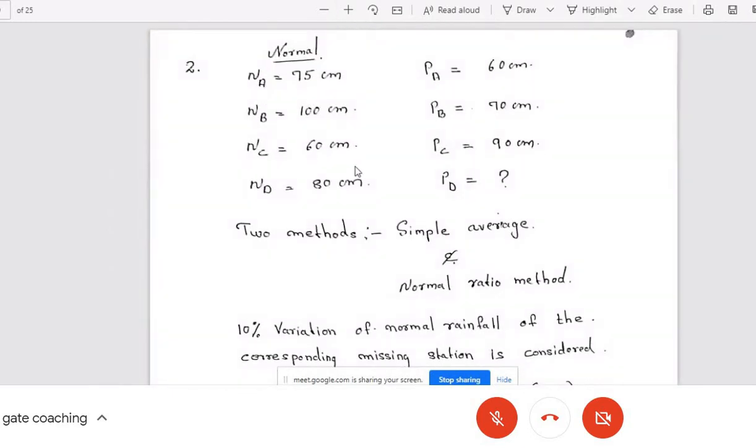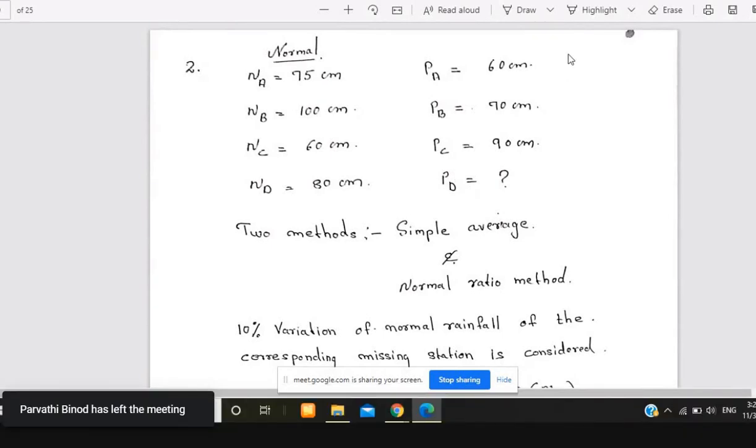Here you can see that these are the normal rainfall data given for each station, that is A, B, C and D: 75 centimeter, 100 centimeter, 60 centimeter and 80 centimeter. And that particular year's data is represented as PA, PB, PC and PD. It is 60 centimeter, 70 centimeter and 90 centimeter respectively. Then you have to find out the value of PD. So when you are given this data, you have to find out first which method to be applied, whether the simple average or the normal ratio method.